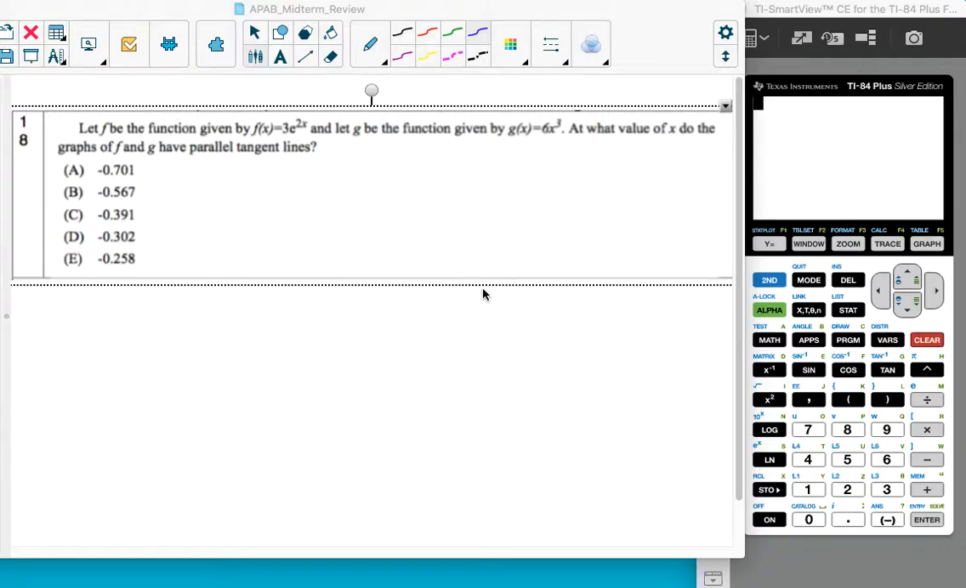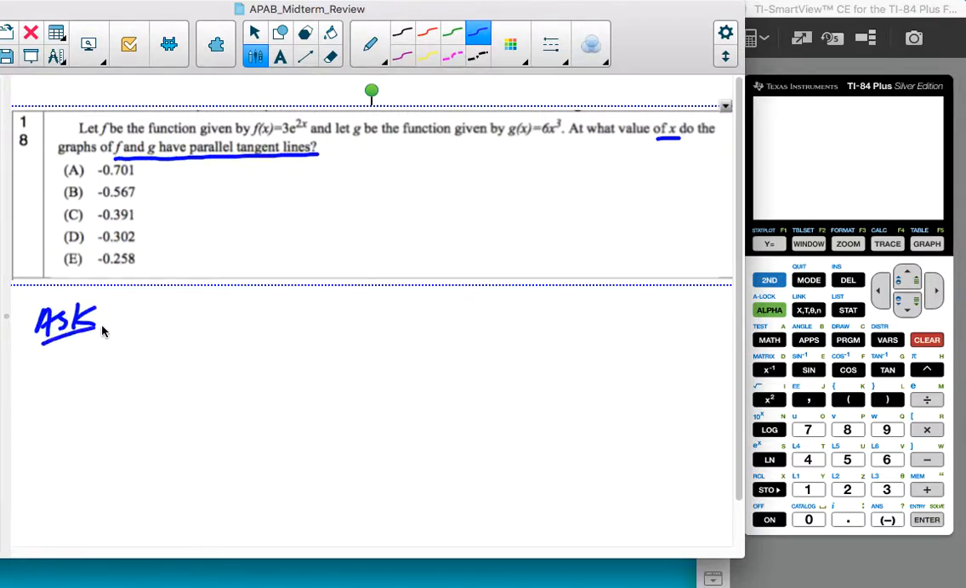So let f be the function given by f of x equals 3e to the 2x, and let g be the function given by g of x equals 6x cubed. At what value of x do f and g have parallel tangent lines? So the ask here is that the tangent lines of f and g are parallel.